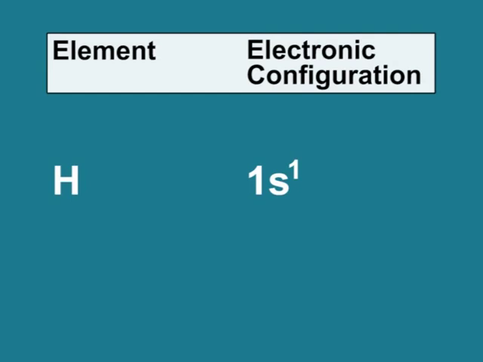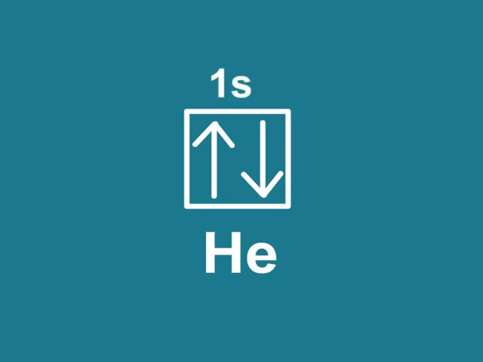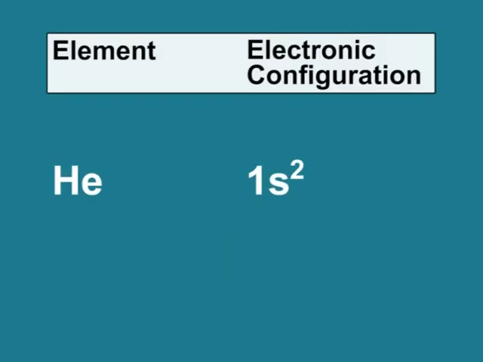In hydrogen, one unpaired electron is shown in 1s orbital. Its electronic configuration is 1s1. In helium, two electrons having opposite spin are shown in 1s orbital. Its electronic configuration is 1s2.